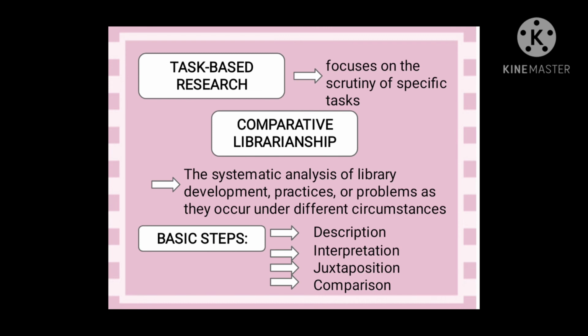Next, we have here the comparative librarianship. So it is the systematic analysis of library development, practices, or problems as they occur under different circumstances. So there are four basic steps for research in comparative librarianship, which include the description, interpretation, juxtaposition, and comparison.